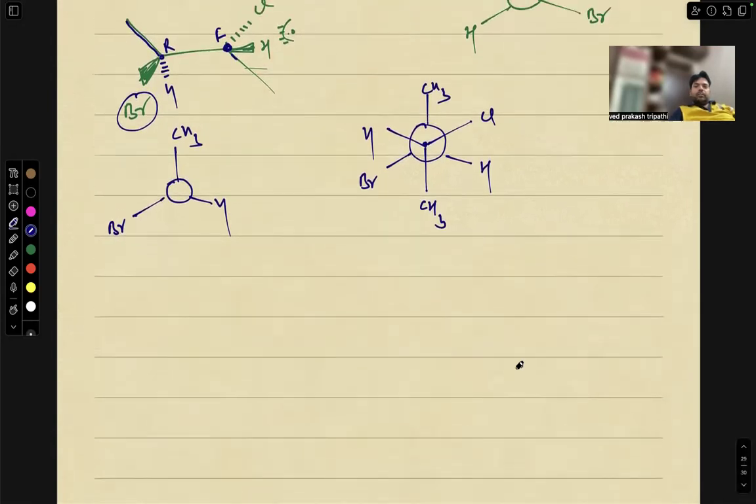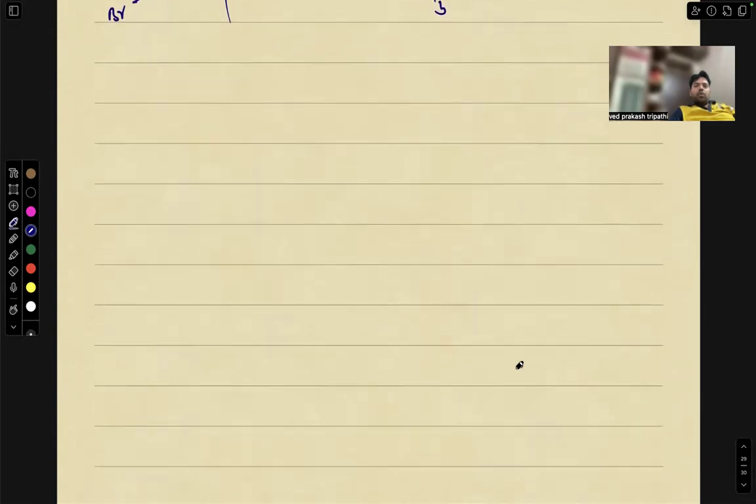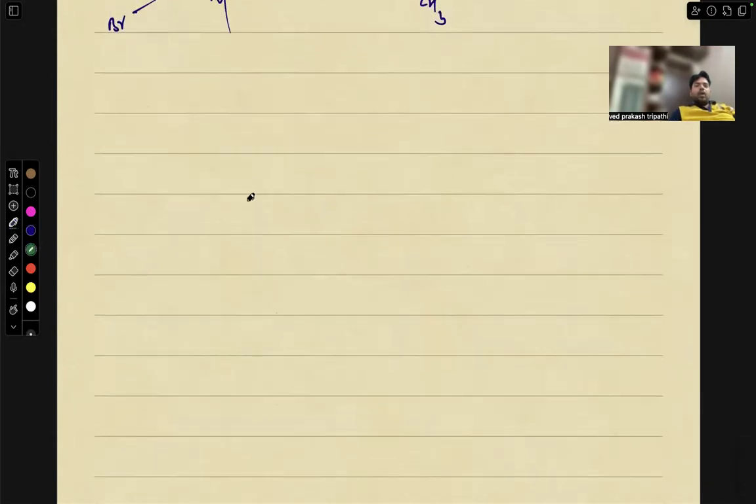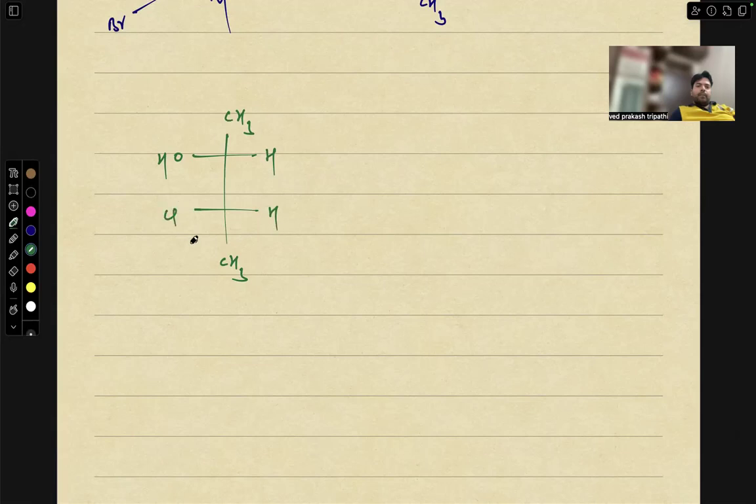Now the next is, suppose, how to draw the Newman projection from the Fischer, or from the Fischer to Newman. Suppose we have this one. How we can draw the Newman one? So look at here, Newman and Fischer. Fischer is basically the eclipsed form of Newman. This is my Fischer projection. So this is the eclipsed form of Newman.